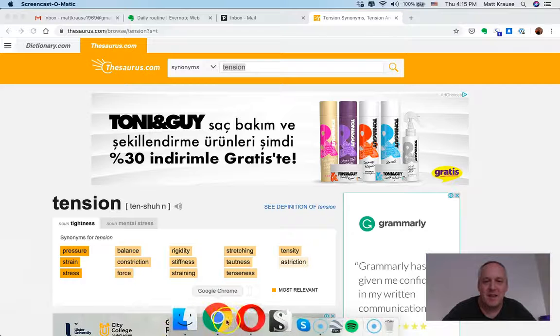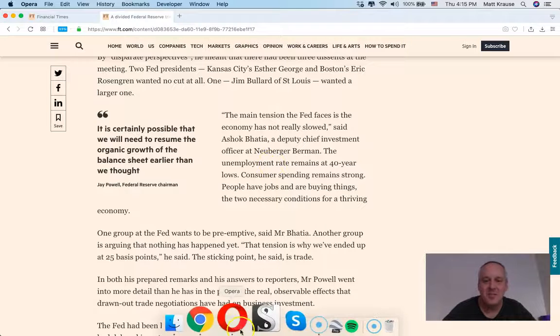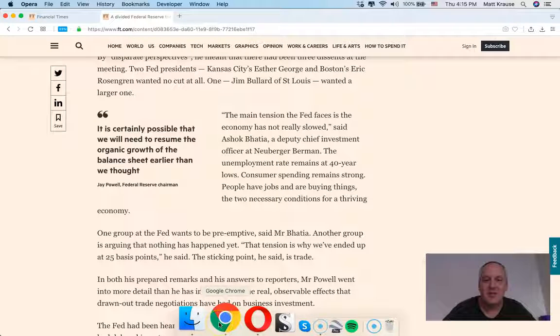I was reading an article about the US Federal Reserve, and it used the word tension. So I thought, let's take this word tension and apply the thesaurus exercise to it. So here's the thesaurus exercise.